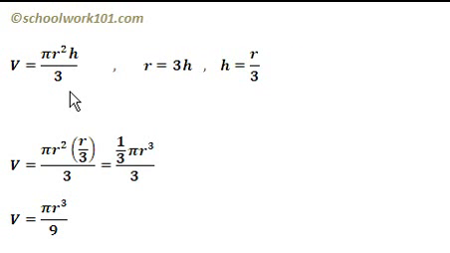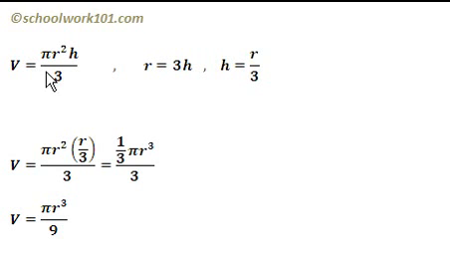Well, we're going to need to know the formula for finding the volume of a right circular cone, and this happens to be it right here: pi r squared times h over 3. I guess I should have a picture of a cone, but I think everybody should know what a cone looks like, right? It's got the height and the radius there at the bottom.